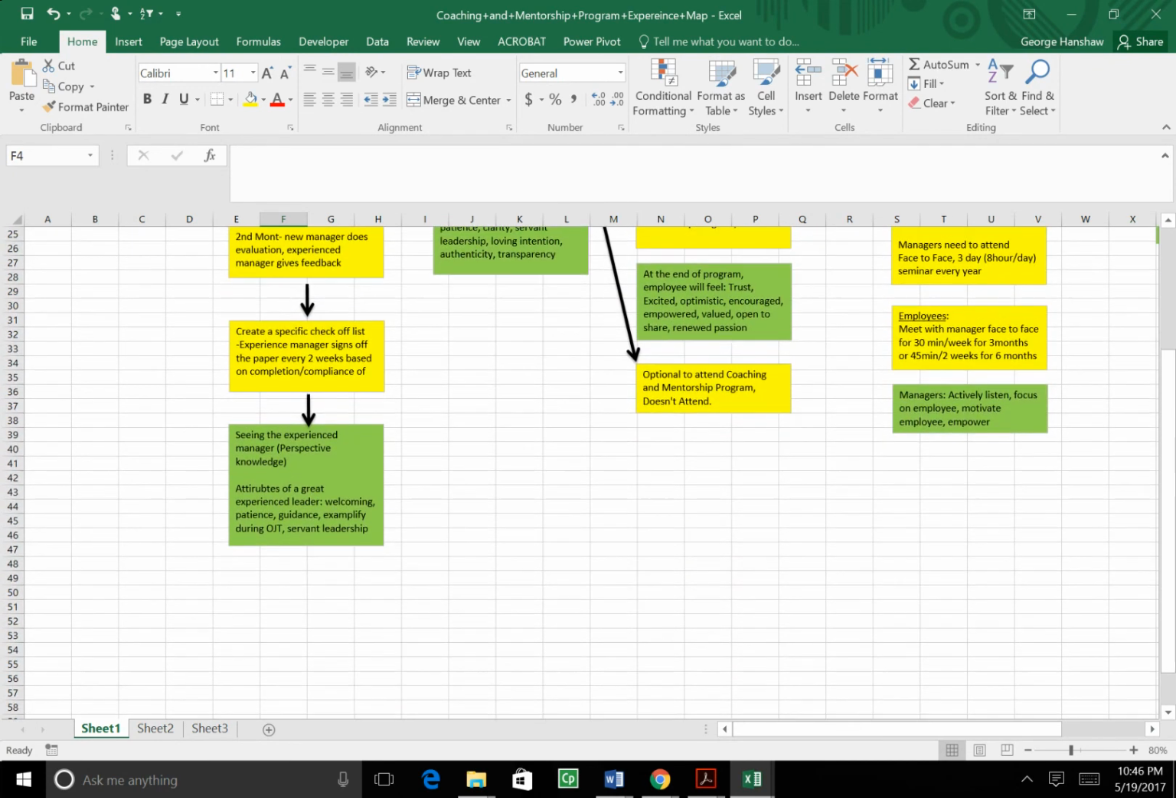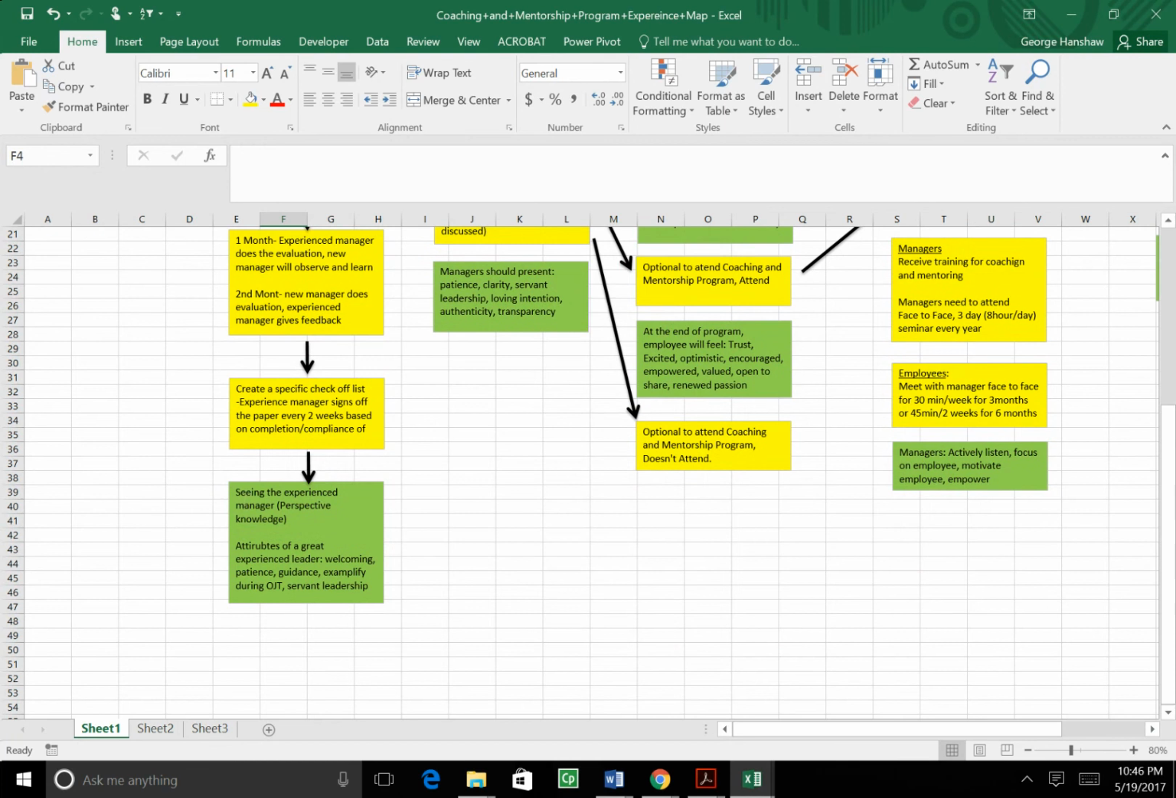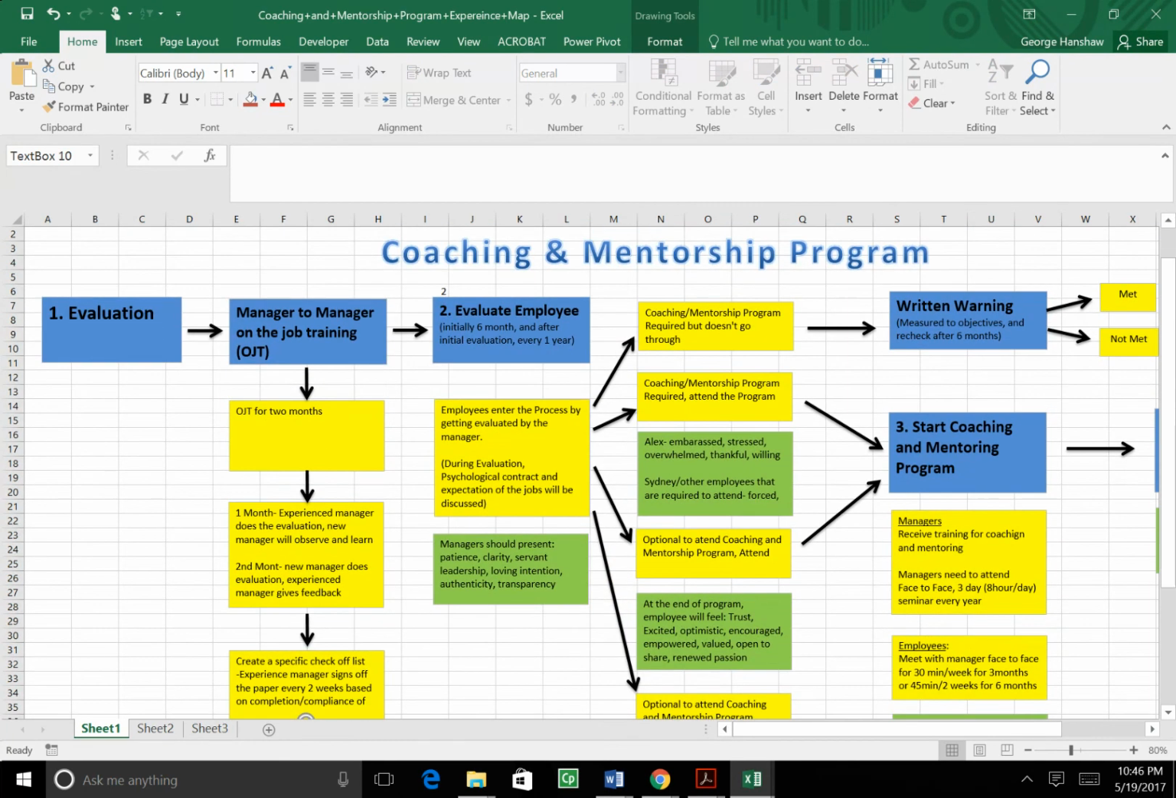Okay, now down below, we're going to have the traits. They're going to give us the best possible experience, and we're going to have the desired outcome of what those traits will give us. So it's going to give us that perspective and knowledge in here. So it's manager to manager. When they see the experienced manager, they're going to get perspective and knowledge. So they're going to gain that. Attributes of a great experienced leader are welcoming, patient, kind, exemplifying during the OJT process, and they're a servant leader. So when they get through that, that's how the managers are going to feel when they're in that process.